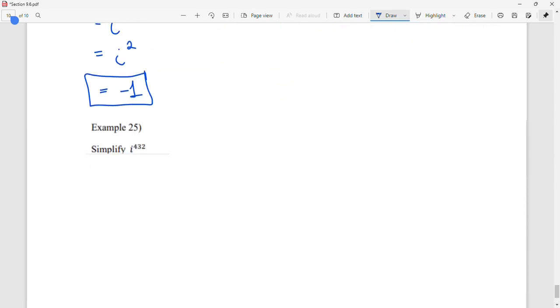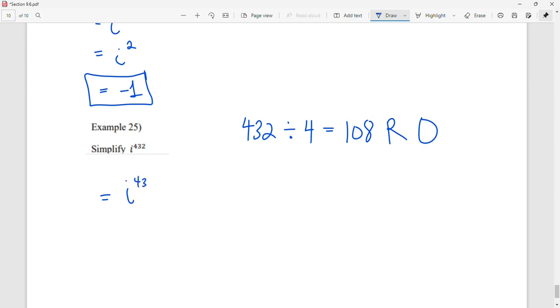Let's look at this one. This one is 432. We'll just have to divide that by 4. Again, we use 4 because it repeats every 4th turn. And so this gives me 108 with a remainder of 0. And so i to the 432 can be simplified as i to the 0, which we know is 1.